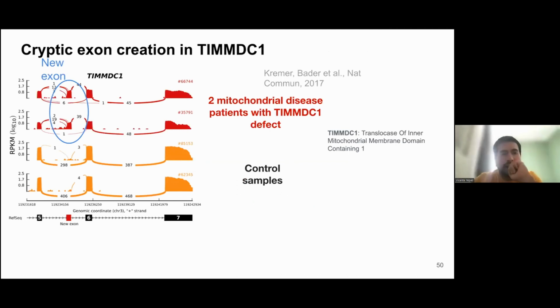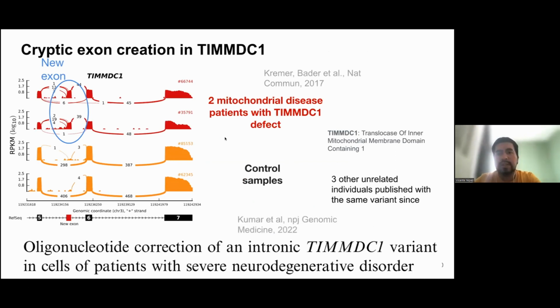Finally, the last case I will show: Chris already touched a bit on this gene, TIMMDC1, where a new exon was created with respect to other samples, where we only see weak splicing. And why do I touch on it again? Because it's not just an example of exon creation. This gene was already published in 2017, in the original publication of Kremer, but other unrelated individuals have been published since with the same variant.